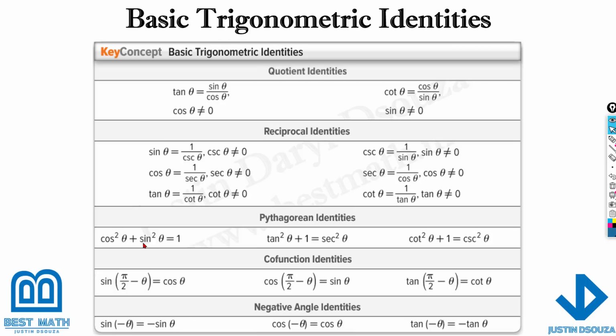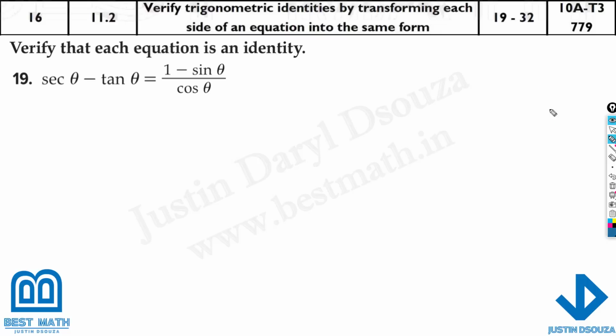Say cosine squared theta equals 1 minus sine squared theta, and so on. These are all basic identities: reciprocal, quotient, and Pythagorean identities. These will not be used much. You might use these Pythagorean identities, and mainly the reciprocal and quotient identities. We will look into a problem.